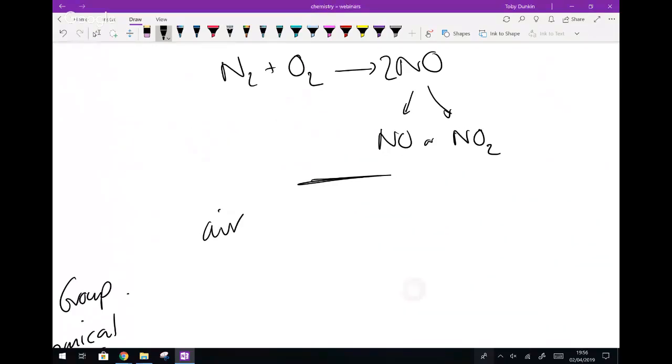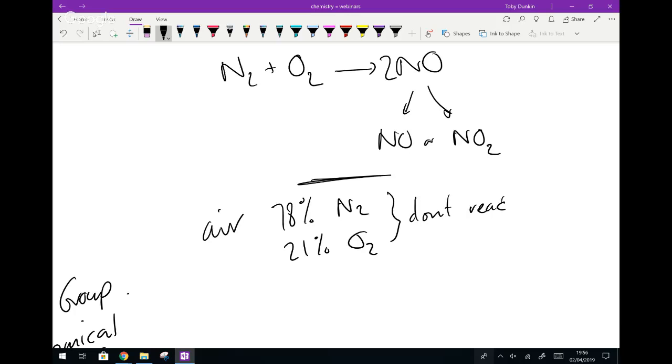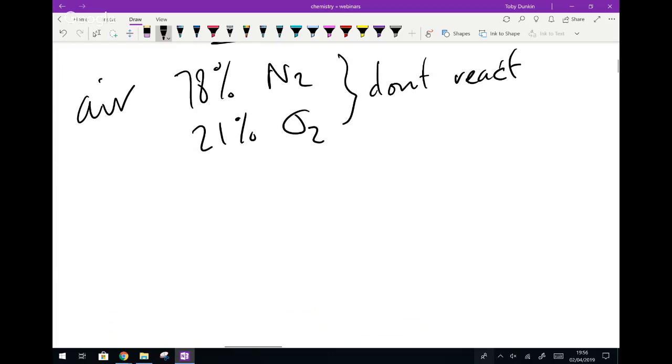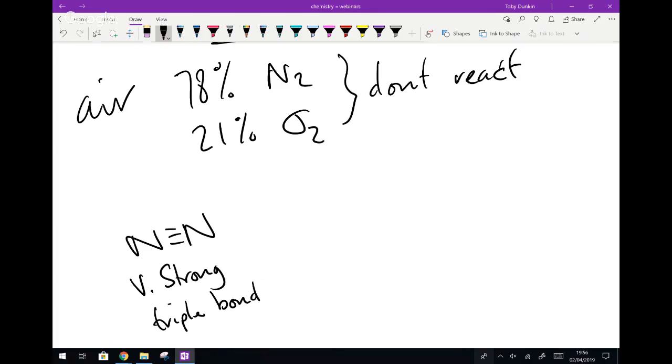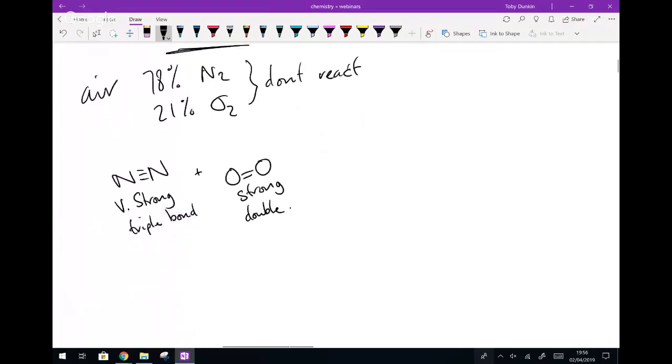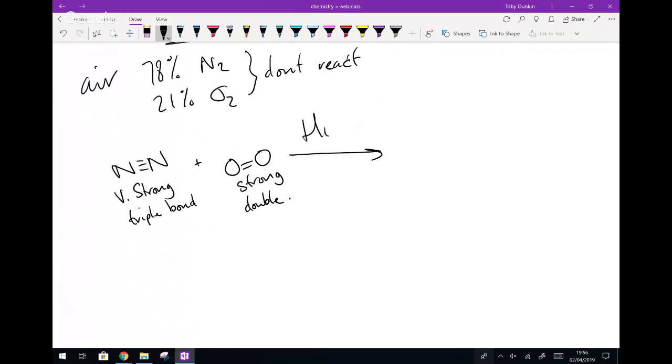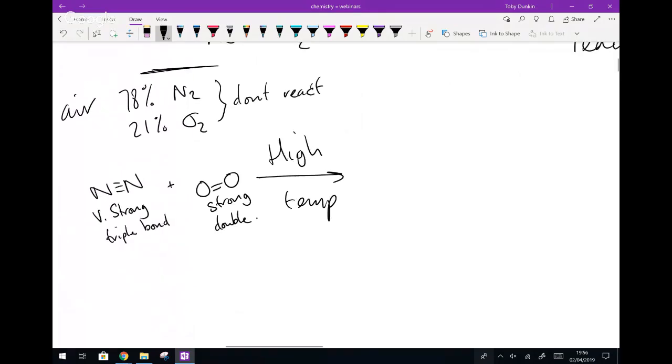Now, this reaction, everyone knows that the air you're breathing right now contains 78% nitrogen and 21% oxygen. Yet these don't react. The reason being, it's nice to do some really good chemical bonding. Nitrogen is a triple bond, very strong triple bond. And oxygen is a double bond, it's pretty strong, not as strong as the nitrogen, strong double bond. In order to get these two to react, we need crazy high temperatures. And that temperature is achieved in a car engine.